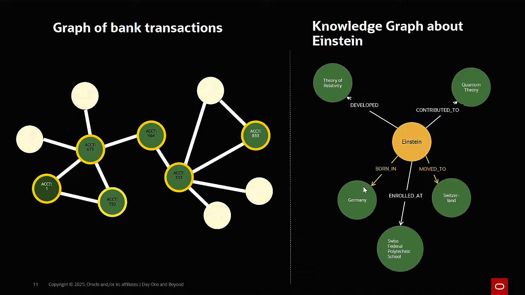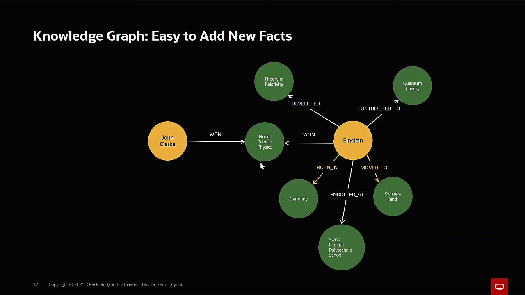And that's the difference between a graph and a knowledge graph. And the nice thing about graphs is it makes it really easy to add new facts. So let's say we had all these facts about Einstein, and this year in 2025, John Clark was one of the co-winners of the Nobel Prize in Physics. So you can add this fact here that John Clark won the Nobel Prize in Physics, and this is a common node between John Clark and Einstein, and this is the node that connects them. And then you can have some other facts about John Clark. He was born in the United Kingdom.